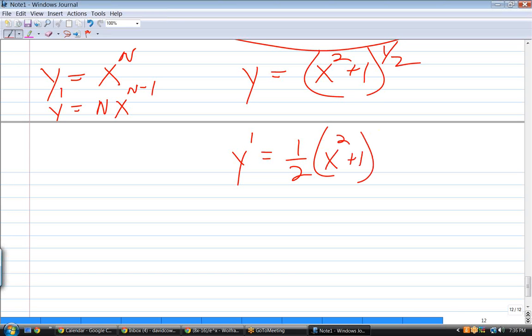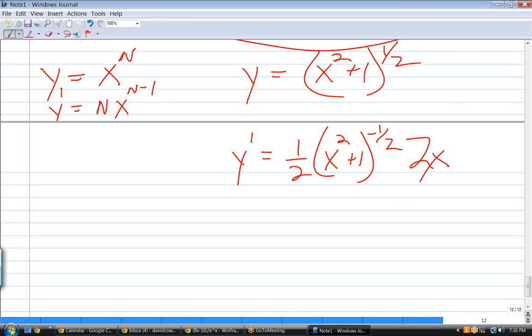You just took the derivative of the outside. Now we have to multiply it by the derivative of the inside. What's the derivative of the inside? 2x. Okay, so that's how you do it. In other words, that's a typical application of the chain rule.